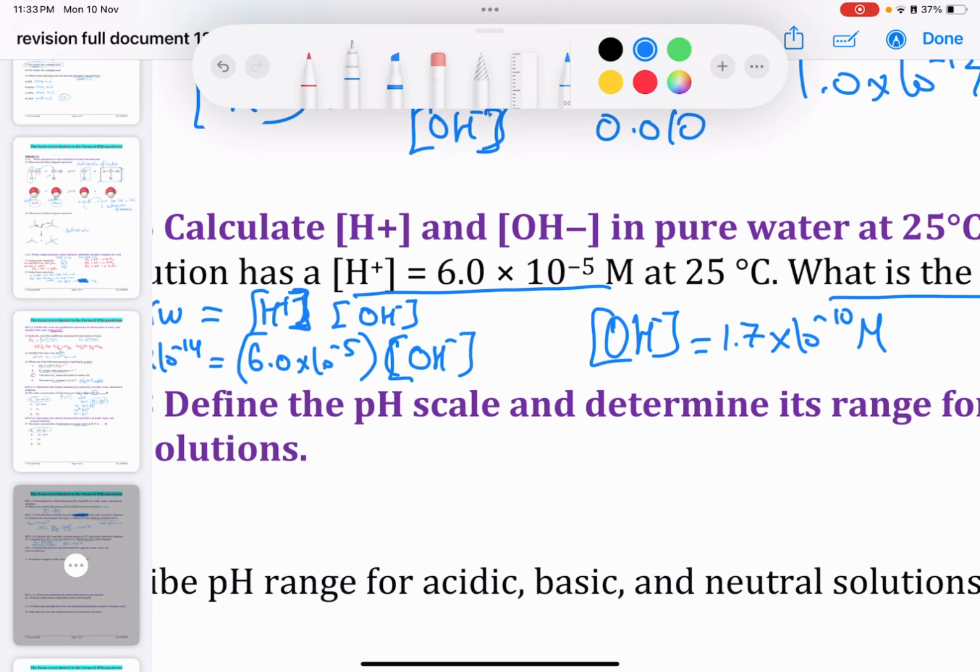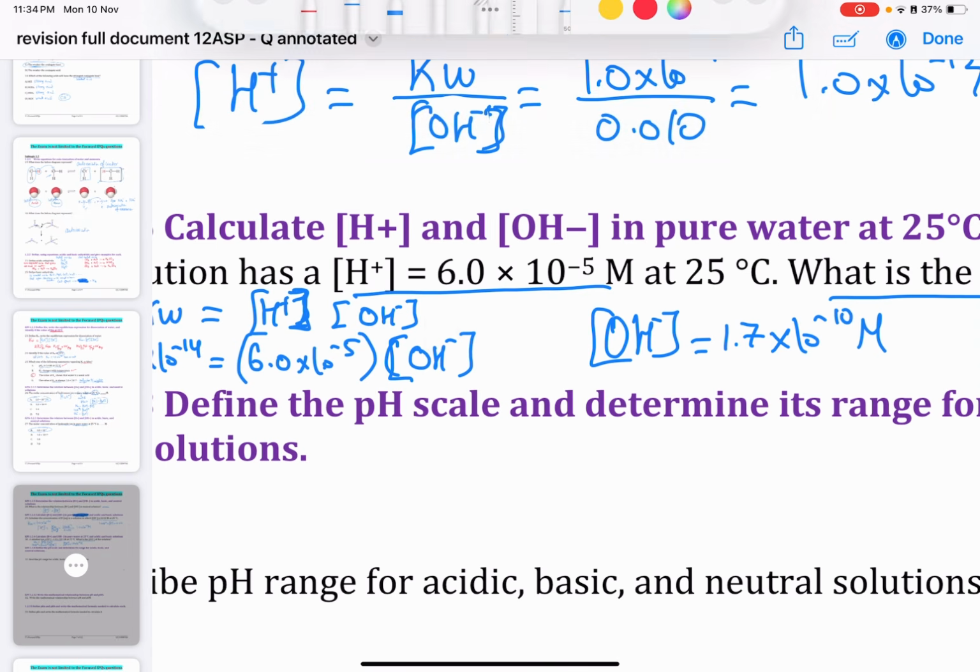Let me just double check it. So 1.0 times 10 negative 14 over 6.0 times 10 negative 5. So yes, that is correct.